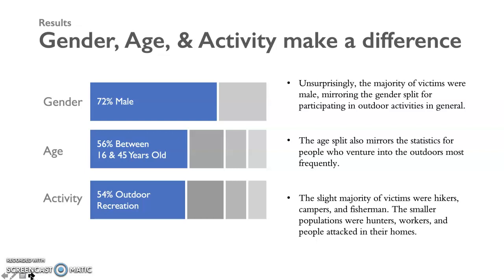Gender, age, and activity also seem to make a difference. Men were the largest number of persons killed by bears. This mirrors statistics for outdoor activities in general, which until recently have shown men to be the most likely to head to the woods. This is also reflective of the time period of the data. From 1900 until 1950s, women were very unlikely to participate in outdoor recreation.